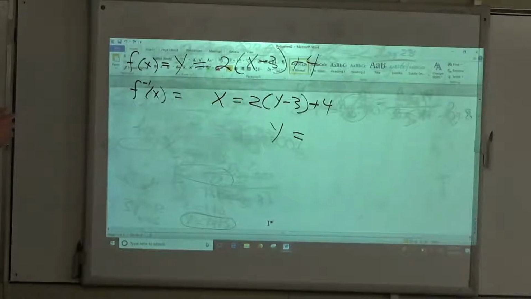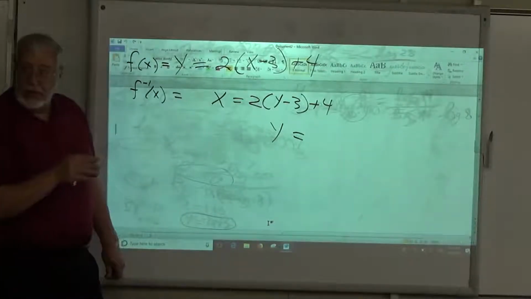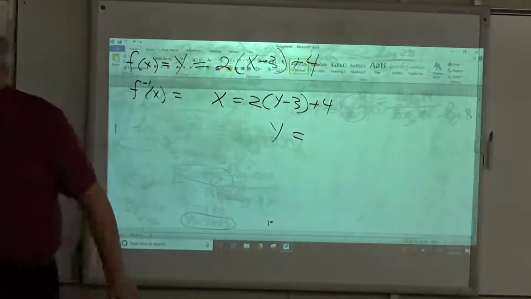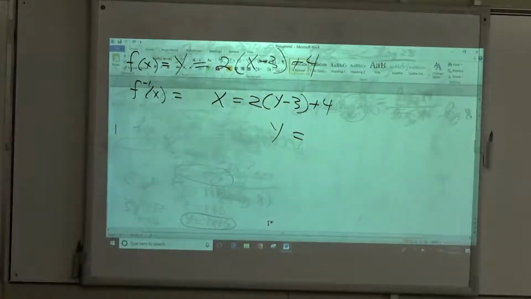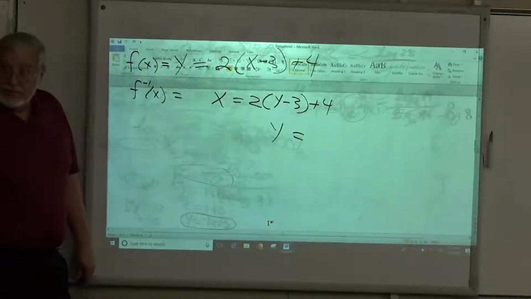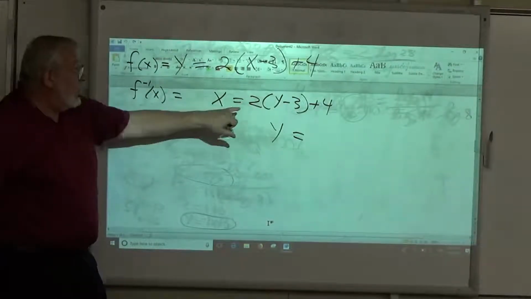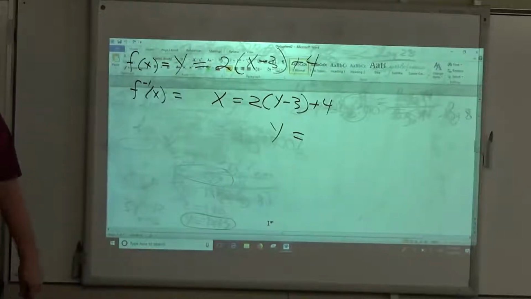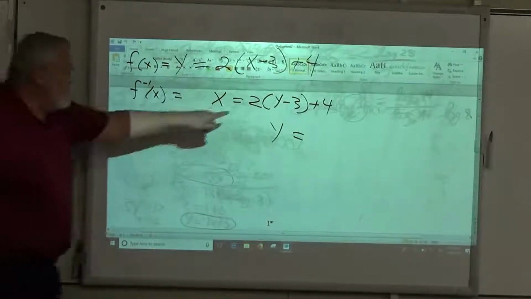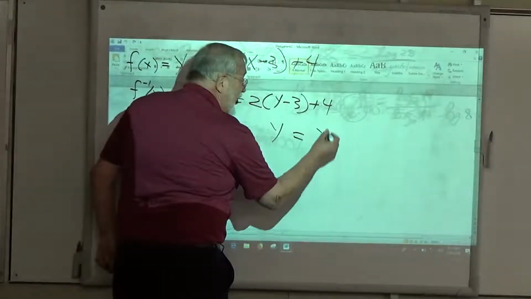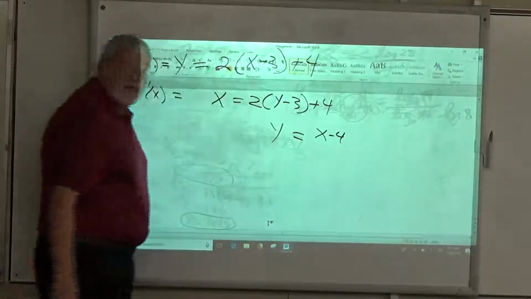Okay? Now, what the book says to do is to get the x by itself and then switch the x and the y, which to me doesn't make sense and didn't make sense when I was taught it. Okay, this makes more sense. All right, now, what do I do to get at that y? What's the first thing I have to do? I got to move this. So that will make this x minus 4.